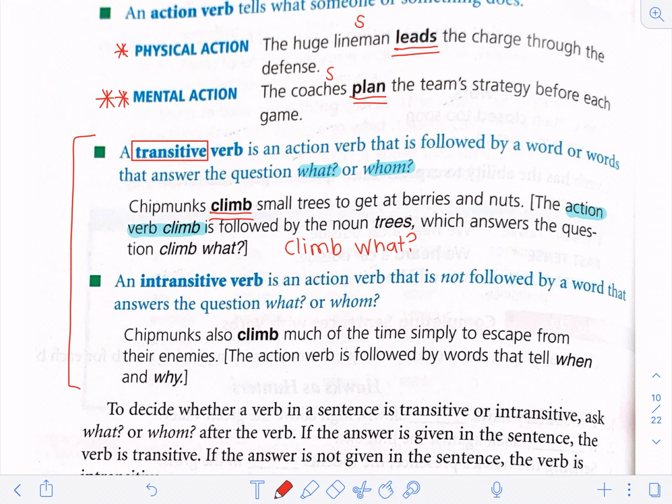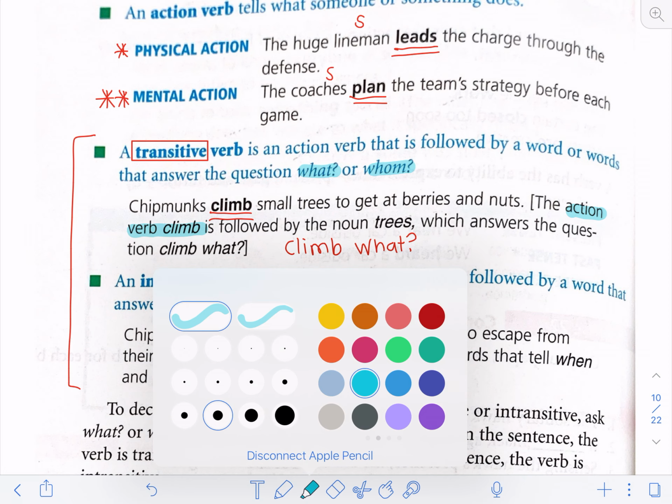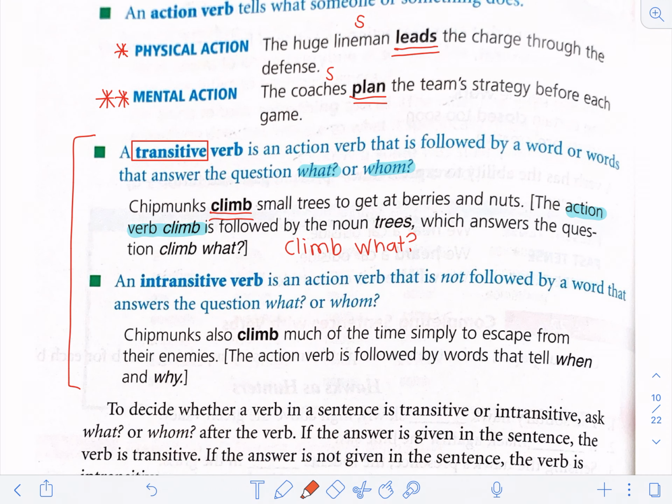Intransitive, on the other hand, is a different type of verb. I'm changing colors here just so I can make sure I don't confuse you. An intransitive verb is an action that is not followed by a word that answers the question whom or what. There's no passing along of the action. It doesn't get transferred onto somebody else or another object.